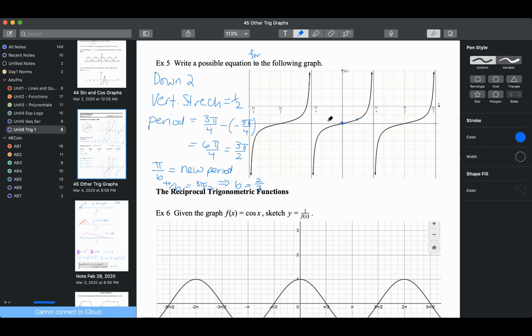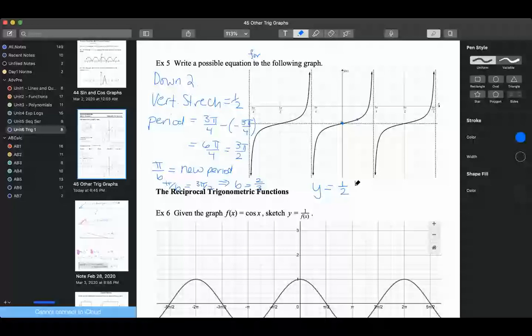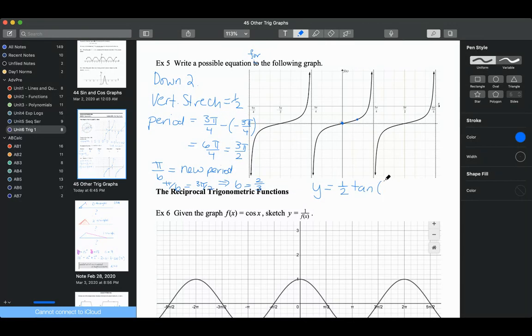All right, so the last thing I want to think about is whether it's been translated left or right, but I can see that it hasn't been translated left or right because I have my center still on the y-axis. Oh, I also want to look and see that it's pointing with a positive a value, and it is because I'm going up through the y-axis. So I'm going to call this equation a half tan of 2 over 3 x, minus 2 for the down 2.